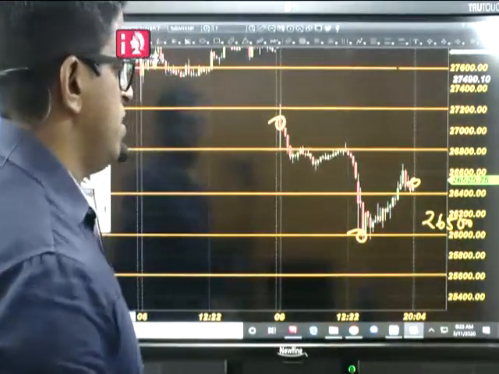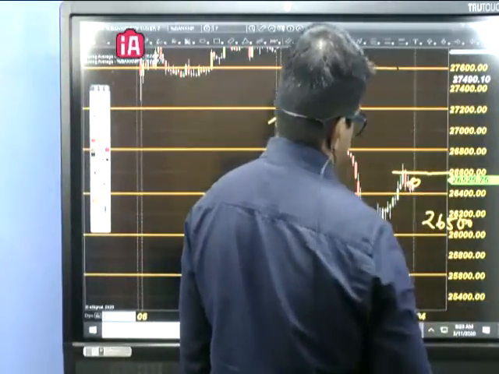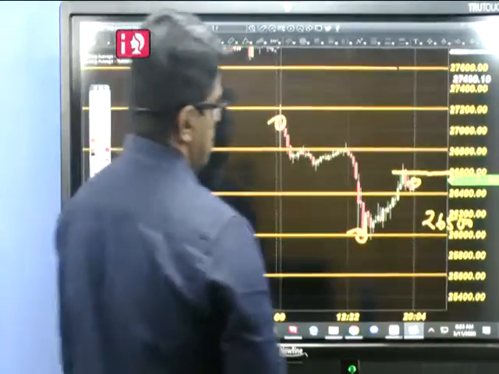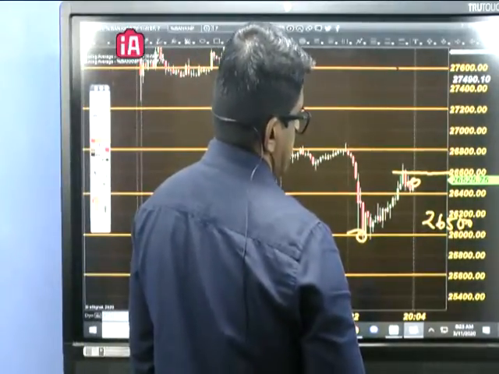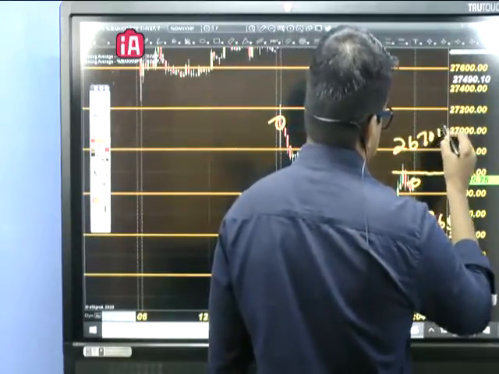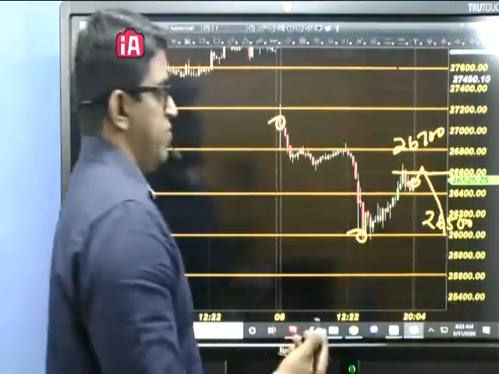What can we do in Bank Nifty? Sell, if you are a very sharp trader. If you want to have a strict stop loss, 26,600 can find some resistance. Place the stop at 26,700, and you can expect the price to give you some 100 to 200 points profit.